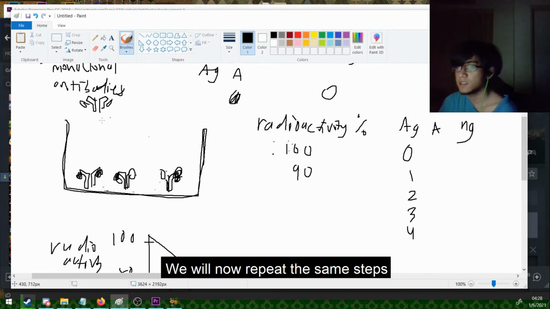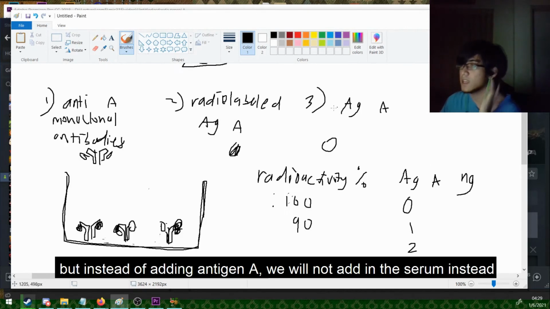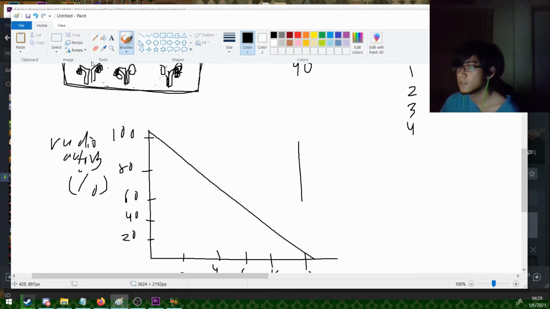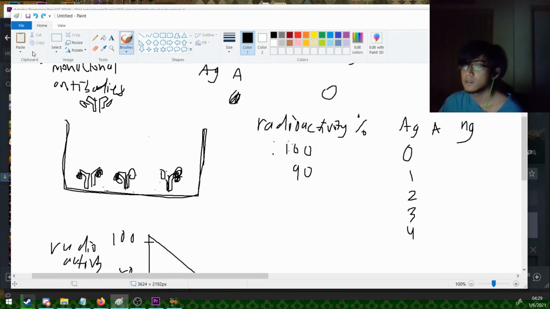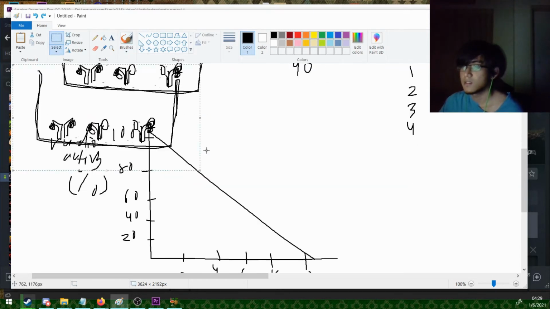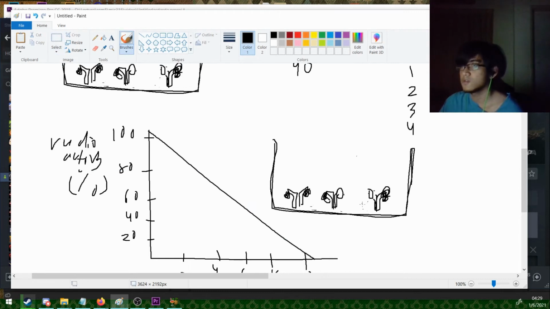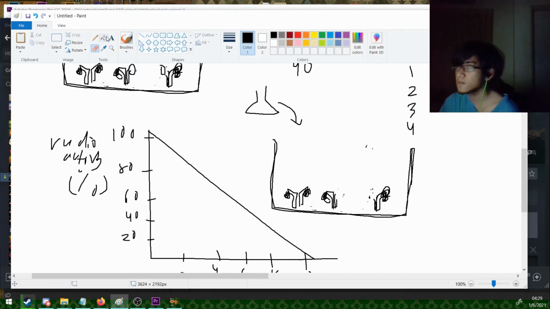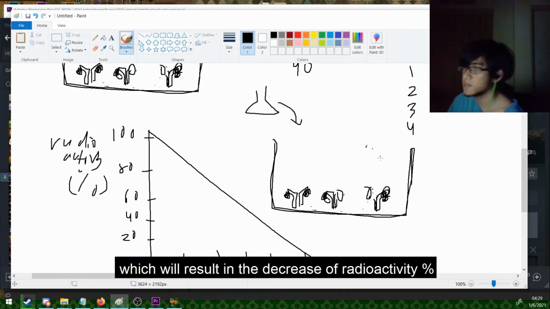So we will now repeat the same steps, but instead of adding antigen A, we will now add in the serum instead. So this is a new microtiter. Now we add in the serum. So the antigen A in the serum will now compete with the radiolabeled antigen A in the microtiter, which will result in the decrease of radioactivity percentage.